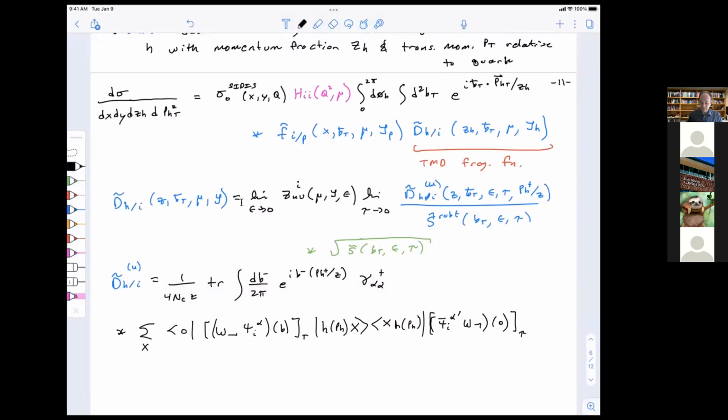Tau again, vacuum. Okay, so the way you're thinking about it is this is producing a quark, and the quark is fragmenting to the hadron. And then this is the complex conjugate. That's how you can think about the formula.